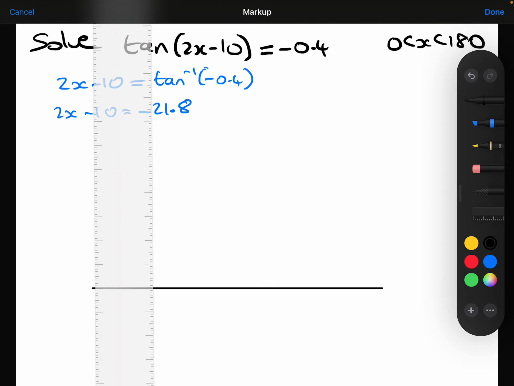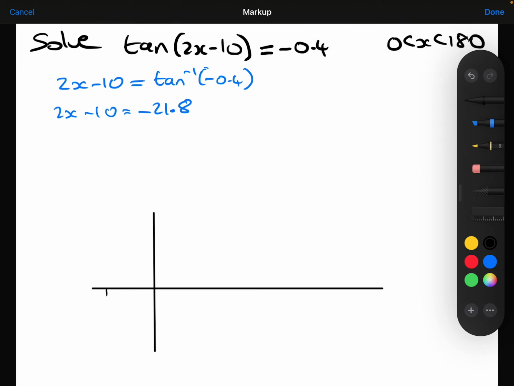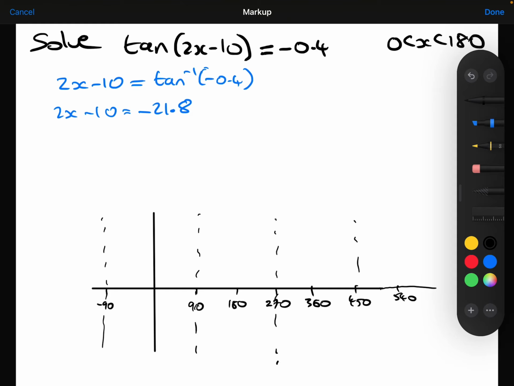And draw the graph bigger than what you think you need. So I'm drawing my tan graph here. And I'm going to start at minus 90, and I'm going to go all the way up to at least 360. I might go a little bit bigger if I've got space. Let's go up to 540. Asymptotes go in. Whenever we draw the tan graph, we draw the asymptotes first. And my tan graph looks like this.